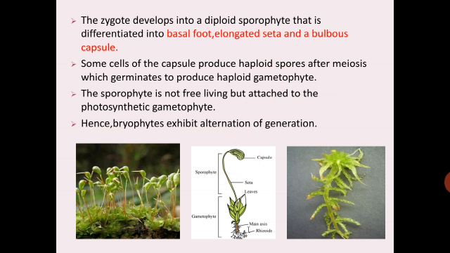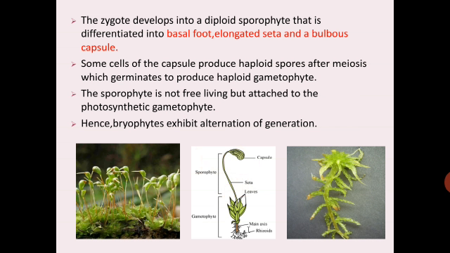Some cells of capsule produce haploid spores after meiosis which germinate to produce haploid gametophyte. The sporophyte is not free living but attached to the photosynthetic gametophyte. Hence, bryophytes exhibit alternation of generation. Here are the images of Funaria, again with the labelings shown. So this is about the general characters of bryophytes.